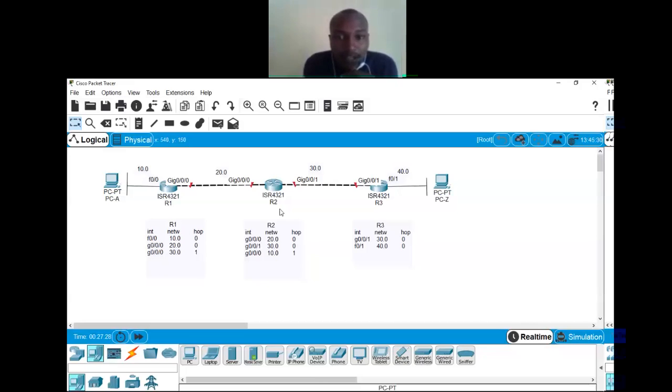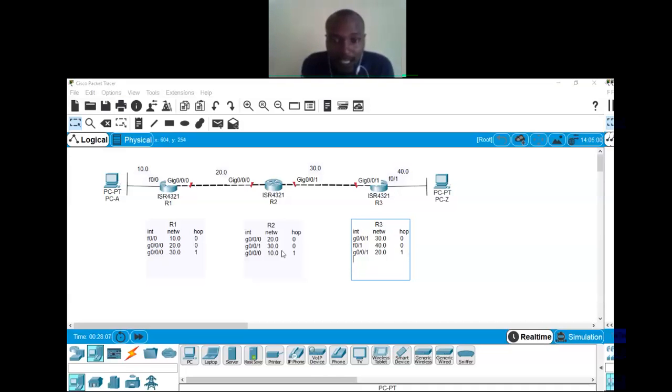If now R3 was part of the same routing protocol, it will also exchange information with R2. R2 will send its routing table to R3. In the process, R3 will say, this is the routing table for R2. I can see you have network 20. On my database, I don't have network 20. So I'll say under gig 001, I've learned about network 20.0. Hop count is 1 because it's not directly connected to what? It's not directly connected to me.